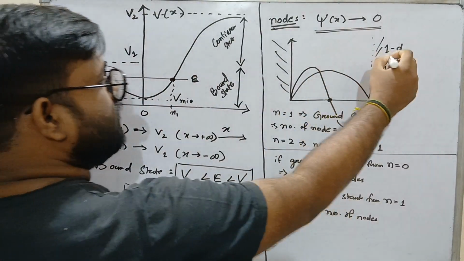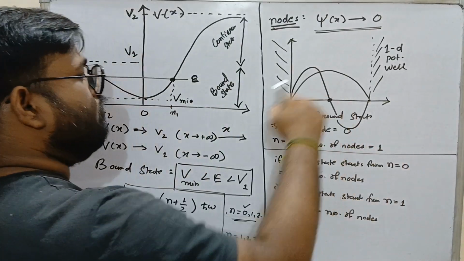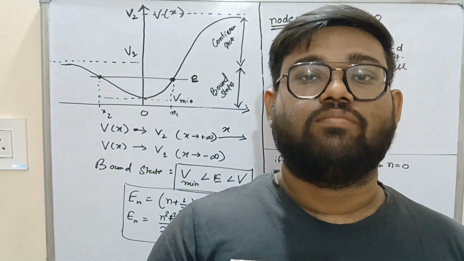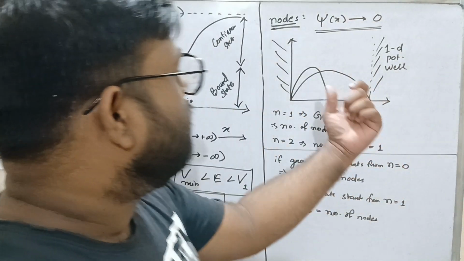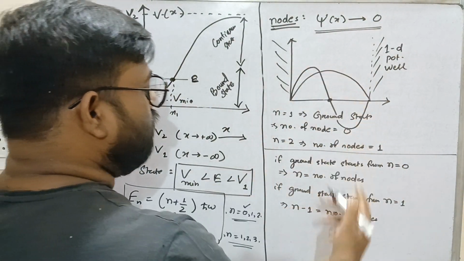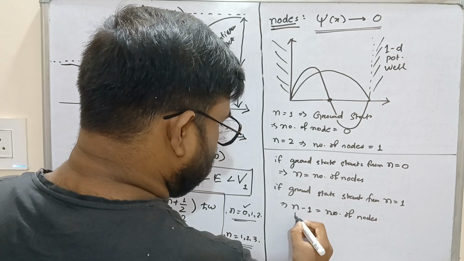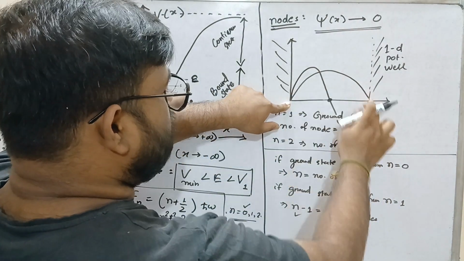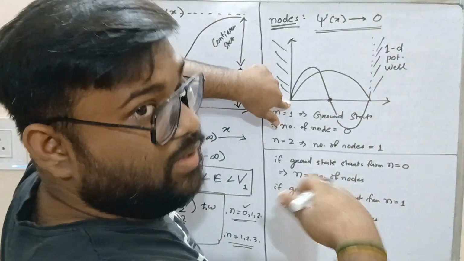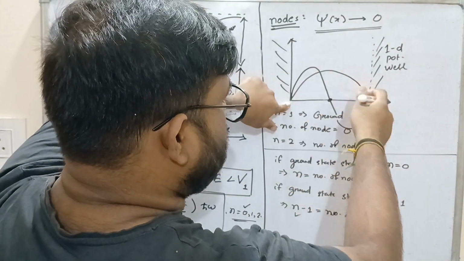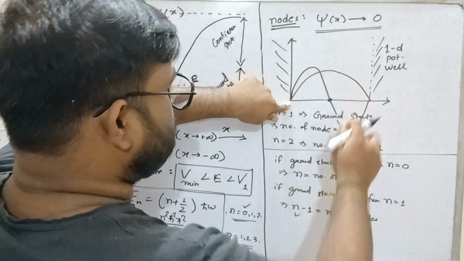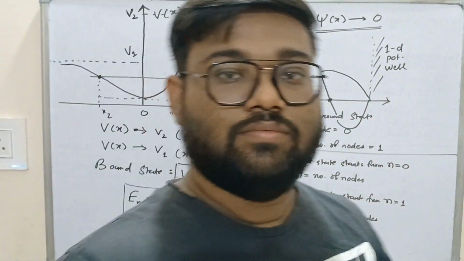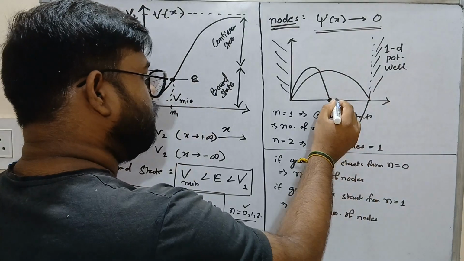Now this is the one-dimensional potential well. Here what is our system? The ground state starts from n equal to 1. So you can see in this system the number of nodes is always n minus 1. Here it was the first state where n equal to 1. What is the number of nodes? 1 minus 1 equal to 0, or n minus 1 equal to 0, which is basically no nodes. In the second state, n equal to 2, 2 minus 1 is 1, only one node.